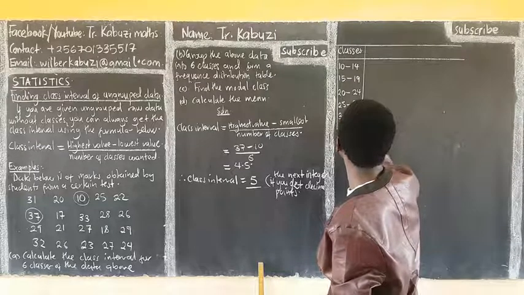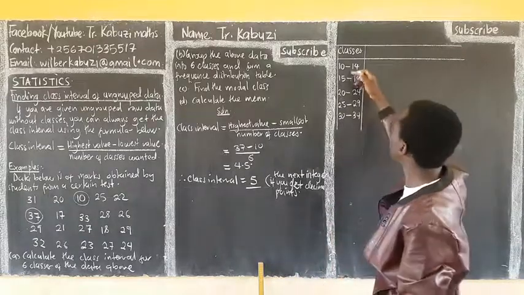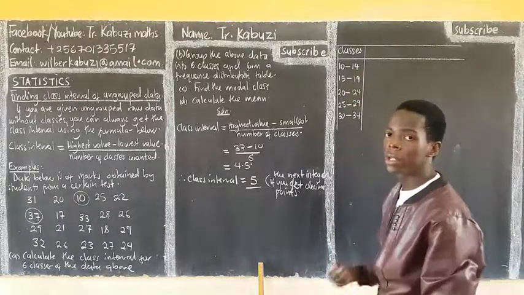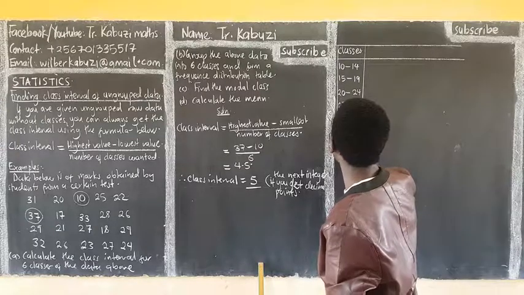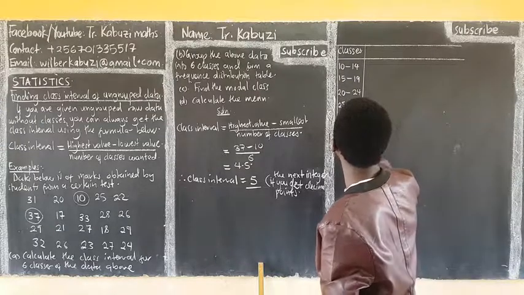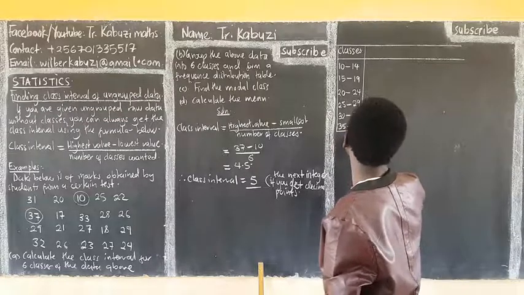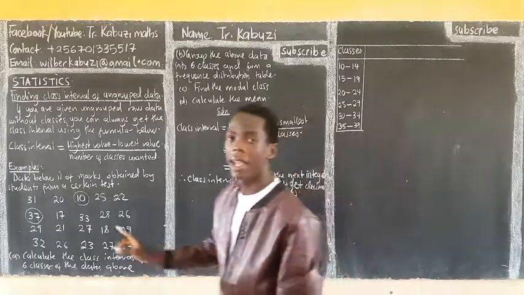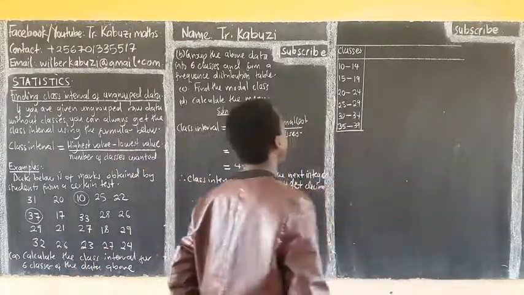Now this one is having 34. Now, are there 6? 1, 2, 3, 4, 5. We need another 1. Add here 5, you have 35. Add here 5, you get 39. And this one, our last class is covering our highest value, as you can see from that table there.